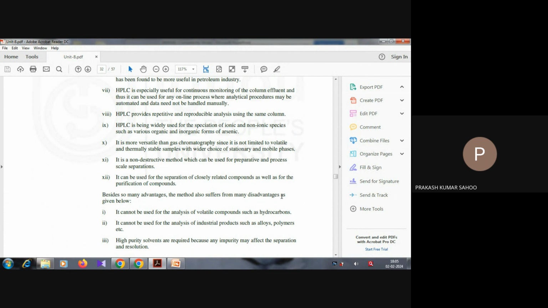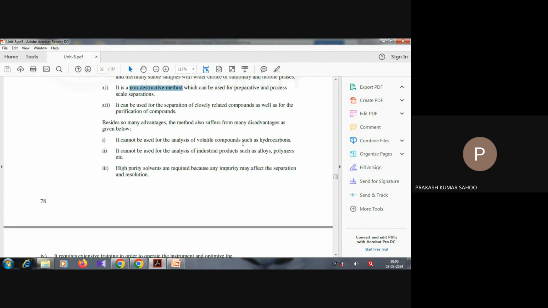With a wider choice of stationary and mobile phases, it is a non-destructive method which can be used for preparative and process scale separation. It can be used for the separation of closely related compounds as well as for the purification of the compound. There are various advantages, and there are a few disadvantages.